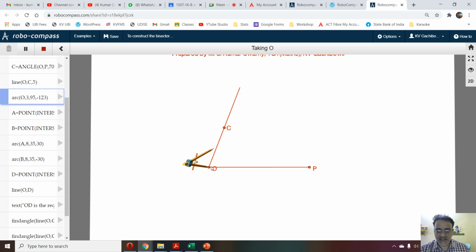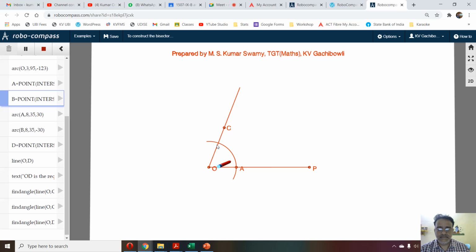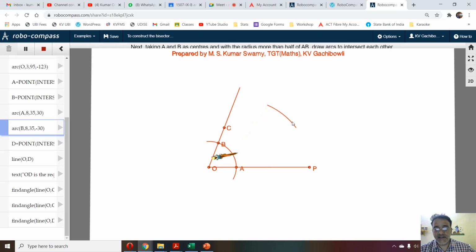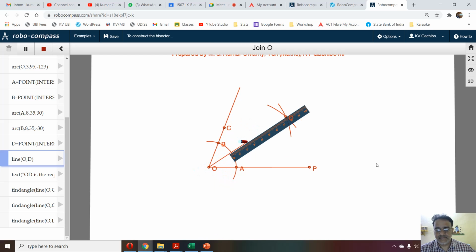So what I have to do, from here you have to take one convenient radius and draw an arc which intersects the two arms of this angle at point A and B. Okay, now with center A we have to draw one arc on this side, and with the same radius we have to draw with center B. Both will intersect at point D. Right? This point is D. Now join OD. This is the angle bisector of the angle 70 degree.